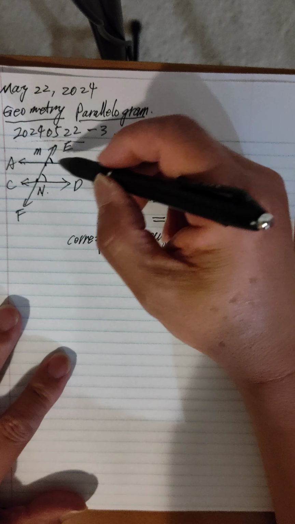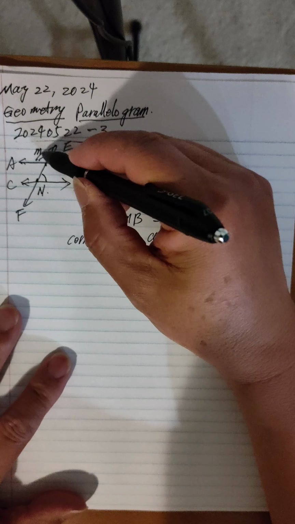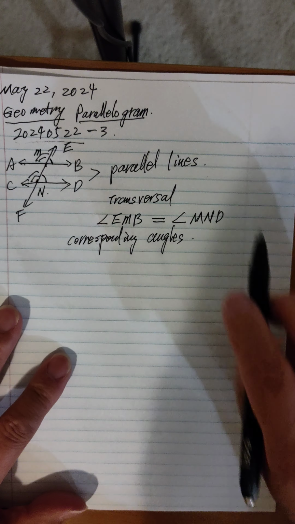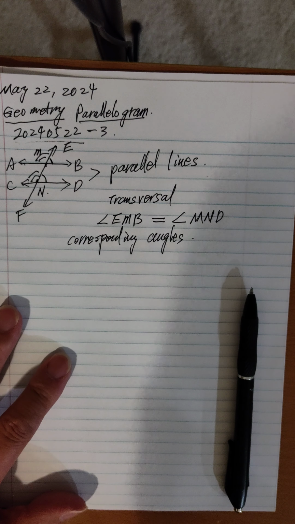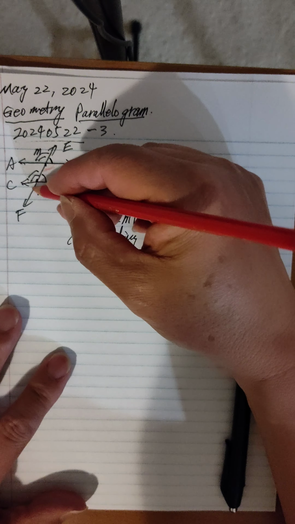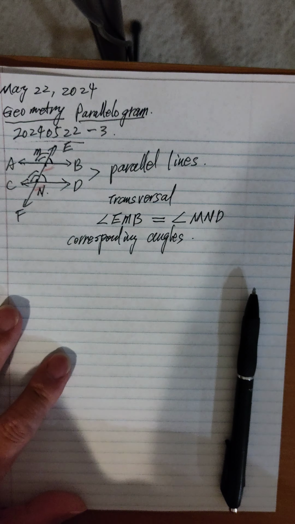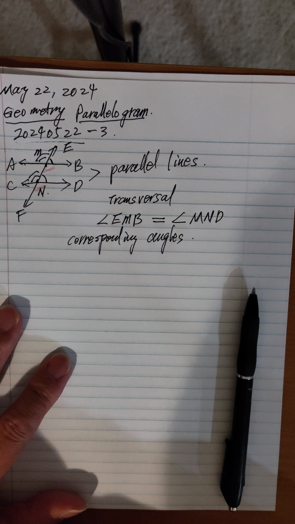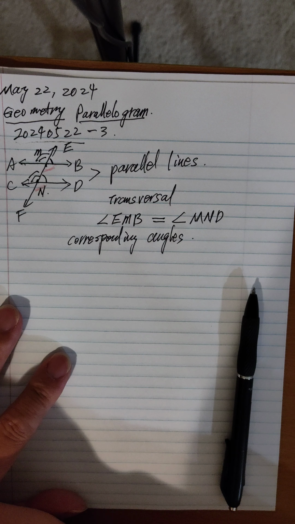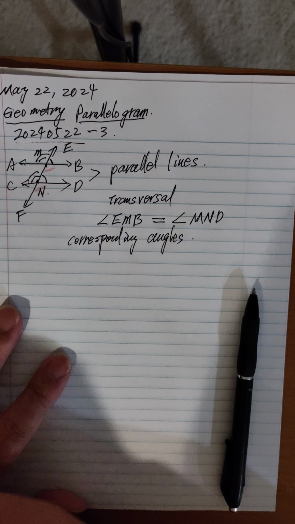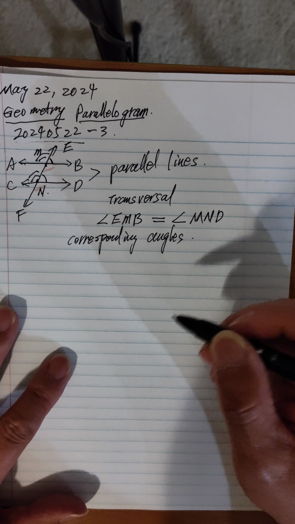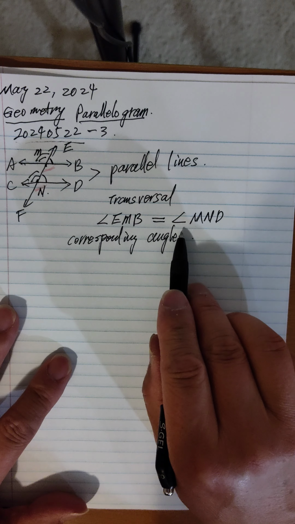So for instance, this angle and this angle are also corresponding angles. And this angle, corresponding angle, and so on and so forth. So you can play around by yourself as an exercise. So the corresponding angles are equal.